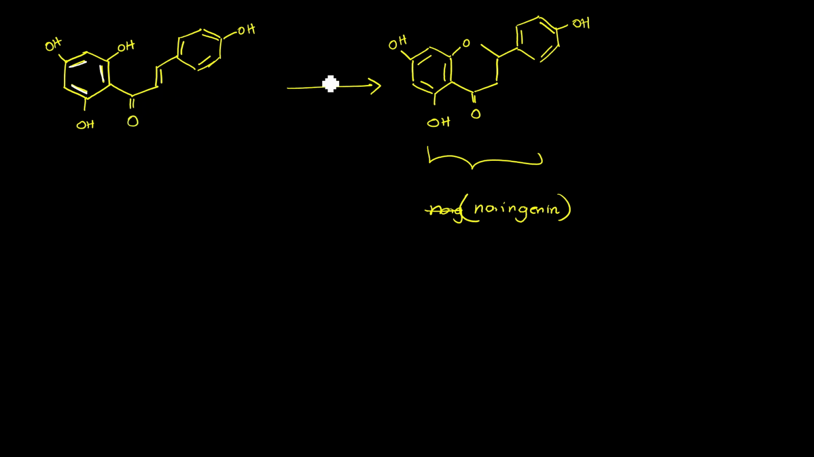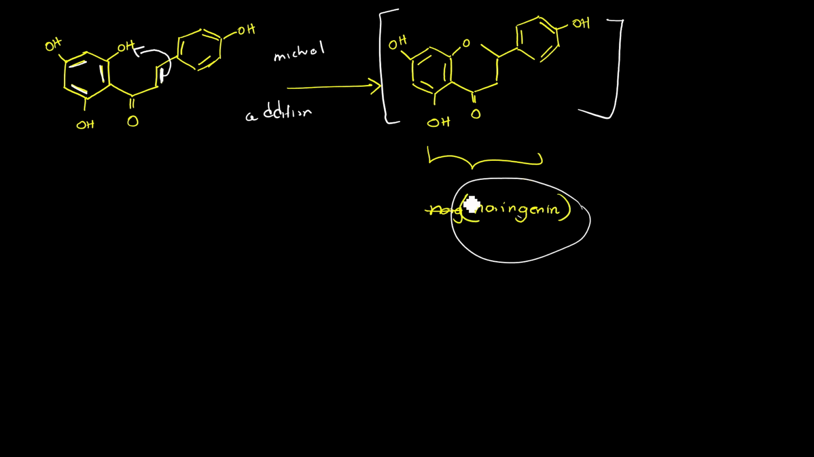In the next step, a Michael addition reaction will happen. When this Michael addition reaction happens, you can see there's a double bond here. This bond will go and attack this particular place and form a bond between this oxygen and carbon. So here we have the Michael addition product, and here we have our final product also. This is naringenin.